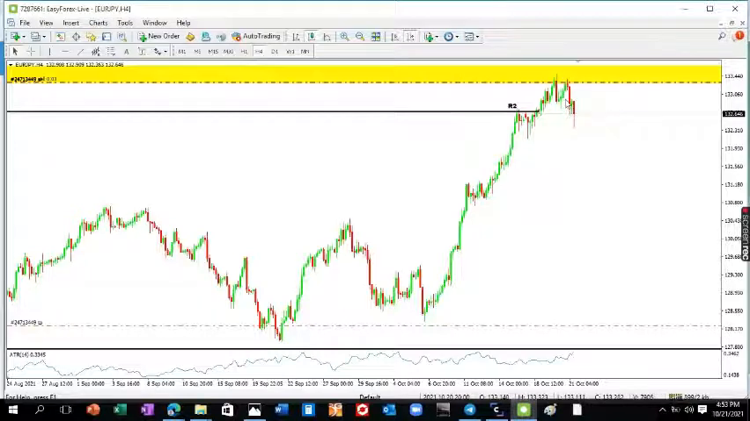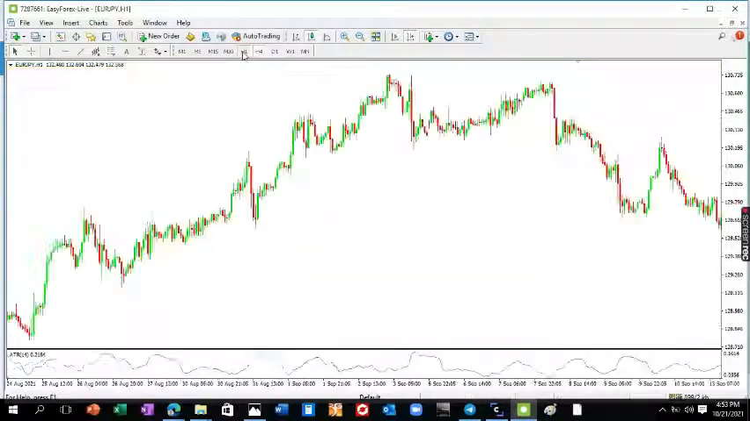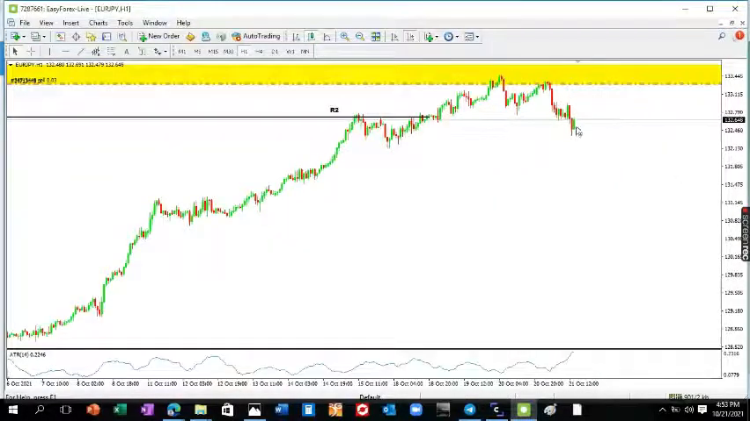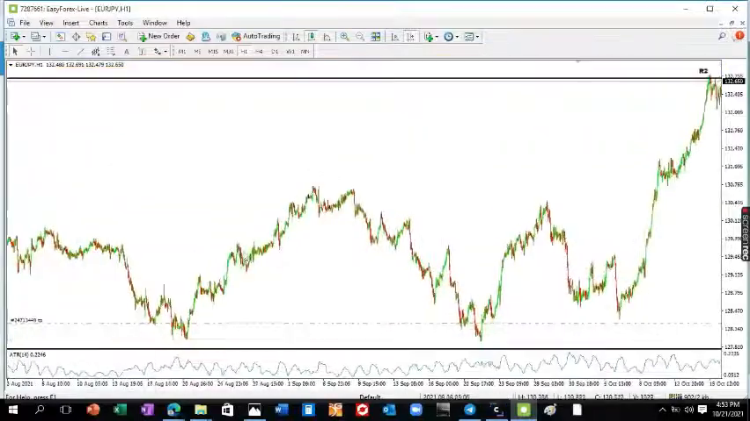Of course, this pullback, we had a similar incident here. It can just be a mere pullback, just like we had here. The market pulled back and then it dropped even further. But this same one can actually turn into a loss. Okay, so anything is possible in the market.